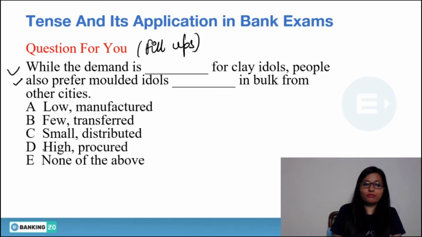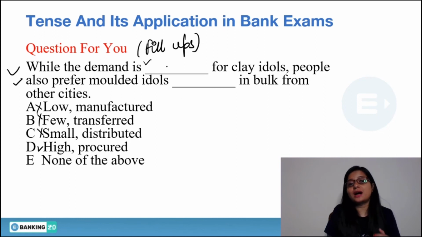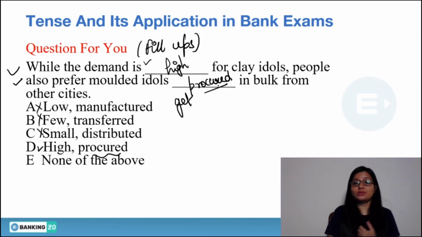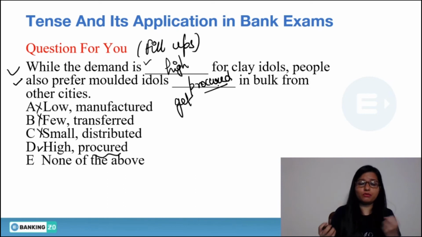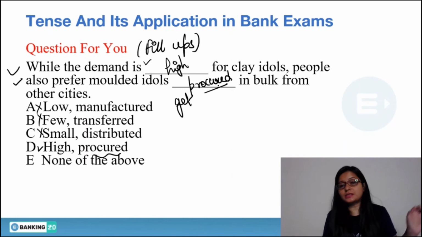Once you get your first option, that is high, the other options like low, few, small are not appropriate for this blank. While the demand is high for clay idols, people also prefer molded idols procured in bulk. What is the meaning of procured? To get or to obtain. So the correct word for this blank is procured in bulk from other cities. When demand is high, they procure in bulk from other cities. They get the idols from other cities.